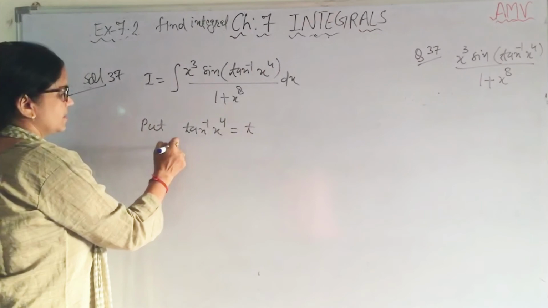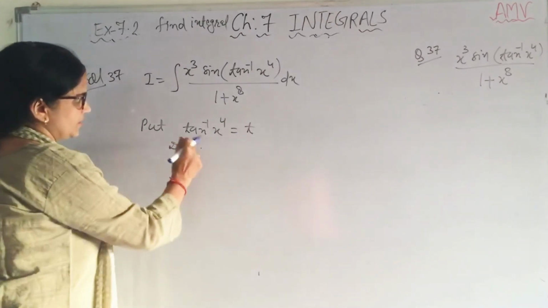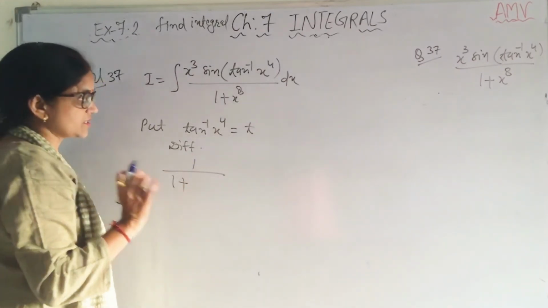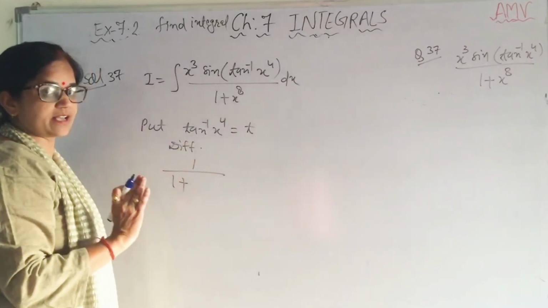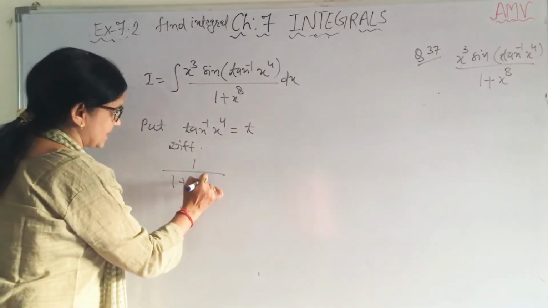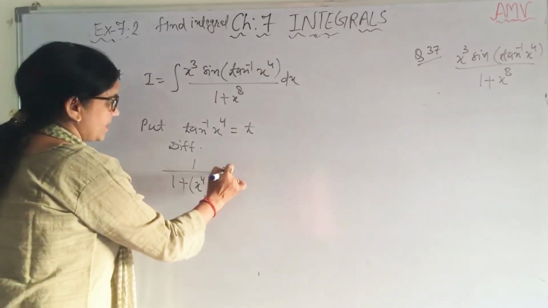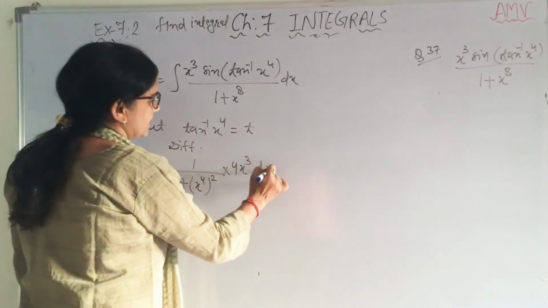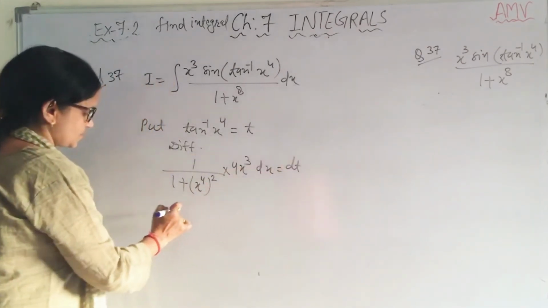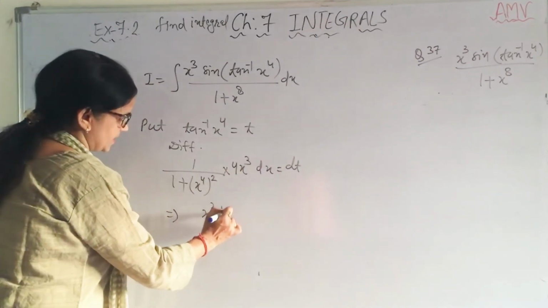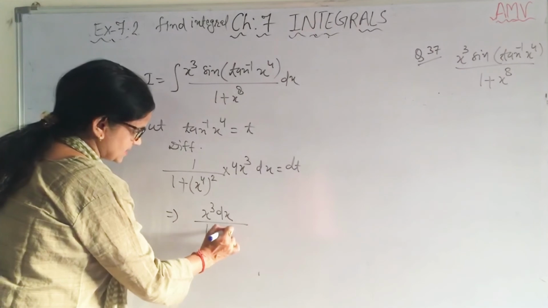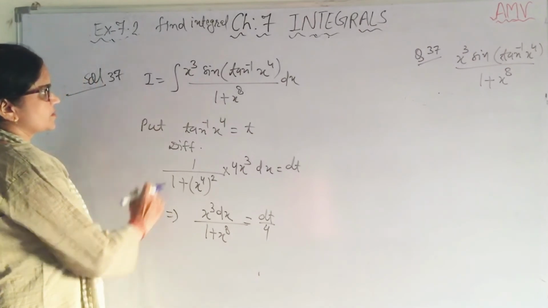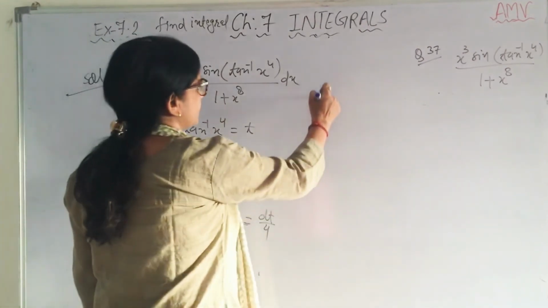Okay students, and now differentiating, you will get differentiation of tan inverse x, it is 1 by 1 plus x squared. Here in the place of x it is x raised 4. So you will get x raised 4 squared. And now derivative of x raised 4 is 4x cube. Okay, dx is equal to dt. So students, here x cube dx by 1 plus x raised 8 is equal to dt by 4. Okay, so now substitute this in the given question.